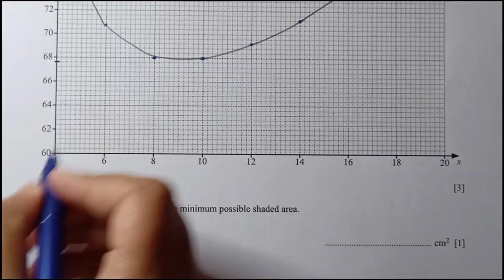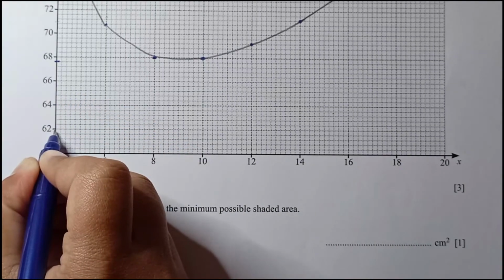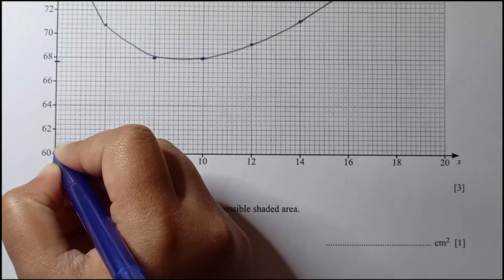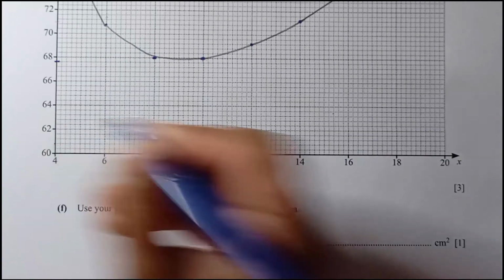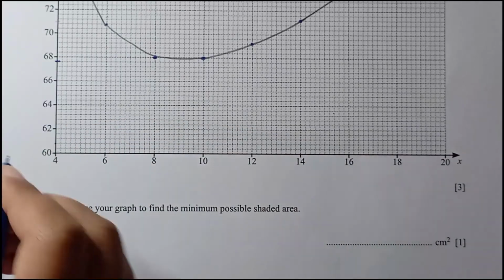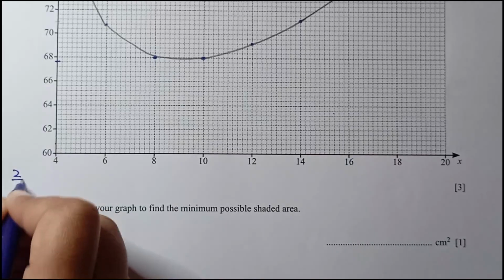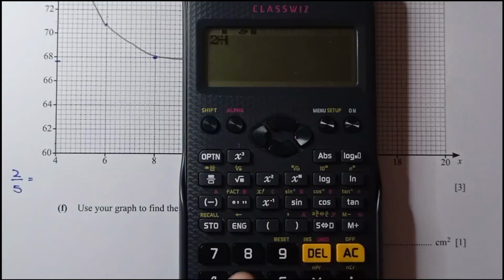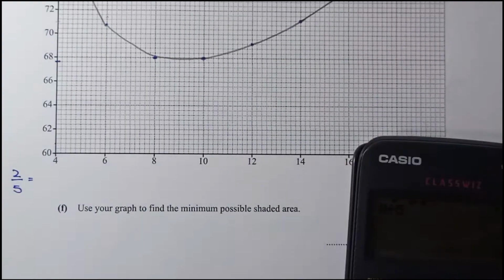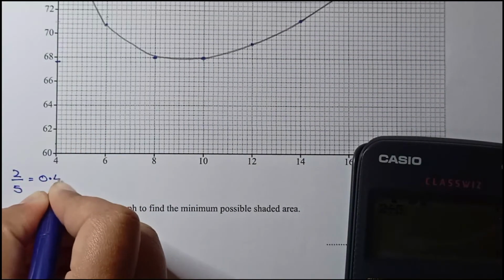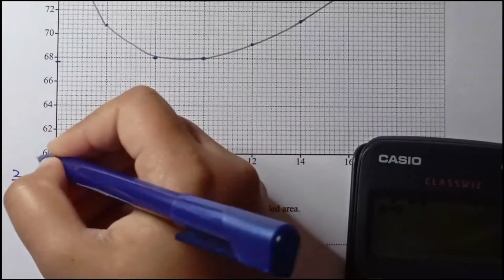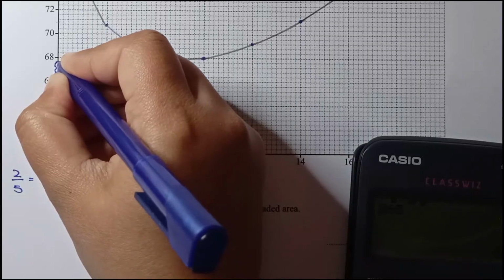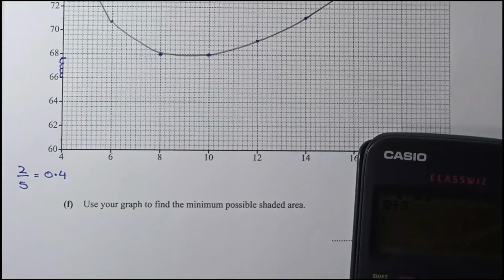As we can see, between 60 and 62 we have a difference of 2, and the blocks are 1, 2, 3, 4, 5. So there are 5 blocks and the difference is 2. So it would be 2 out of 5, and 2 divided by 5 is 0.4. So each block represents 0.4. So we have 60 to 66, and then we have 1, 2, 3, 4 blocks above 66.